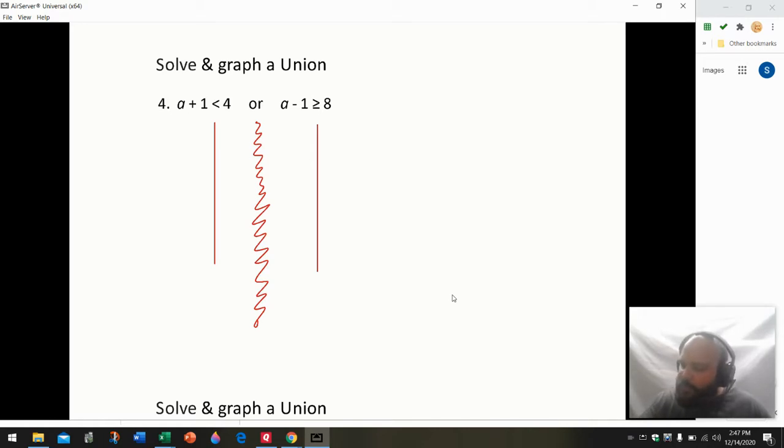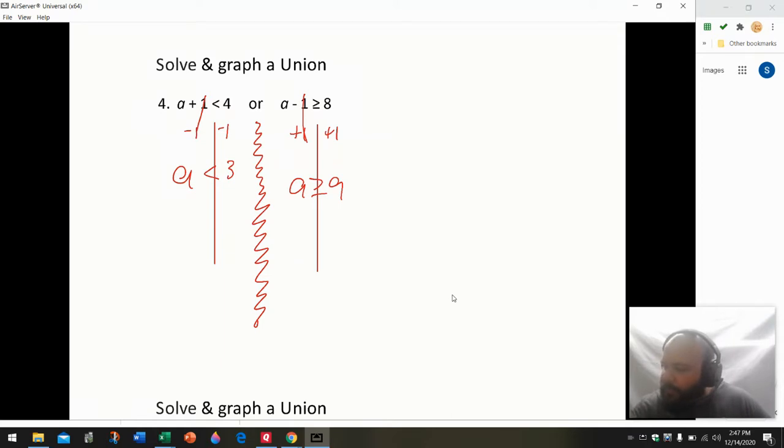Now this first one, I'm going to subtract 1 from both sides. And I'm going to have a is less than 3. Now this one, I'm going to add 1 to both sides. And I'm going to get a is greater than or equal to 9. So that was pretty easy.